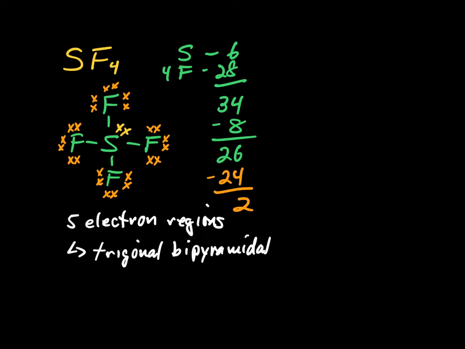But how does that work when one of those is an unshared pair? So here's how it would look, right? The place where that unshared pair, remember, the unshared pair will squeeze closer to the sulfur because there's not an atom over here to keep that electron density spread out. So an unshared pair needs more space than a sigma bond. And the place where it can get farther away from things is on the equator, right?